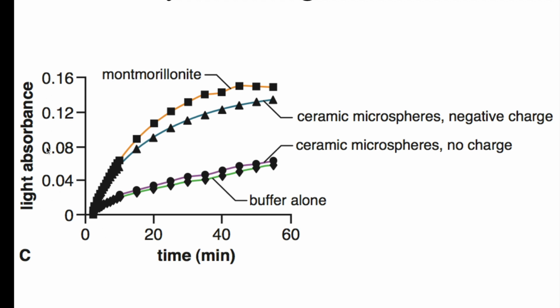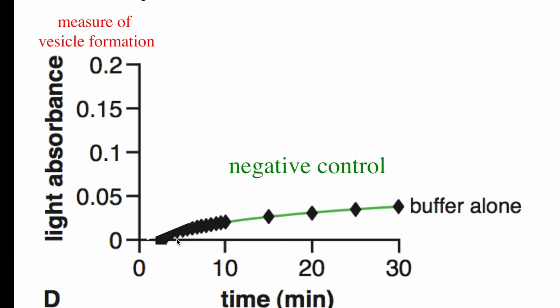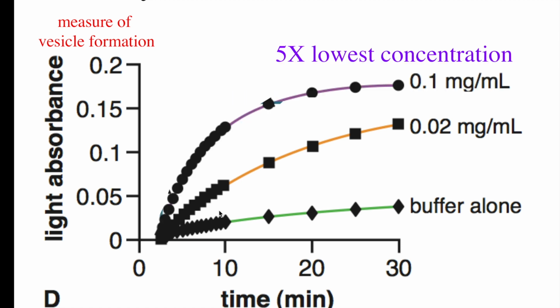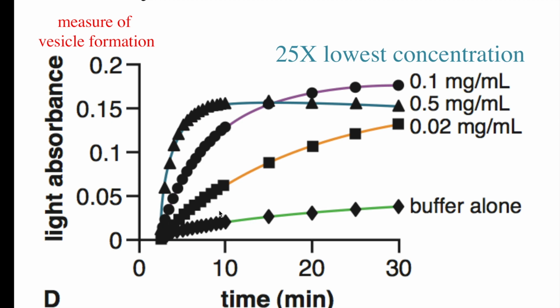This isn't speed, they're measuring just the formation of these vesicles, but it looks just like an enzyme curve. Okay. And if you don't add any clay, they get bigger over time, but not a whole lot bigger over time. But if you add more and more clay, okay, they go faster and faster.